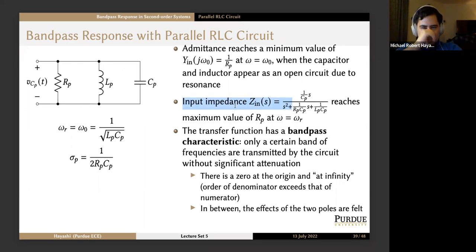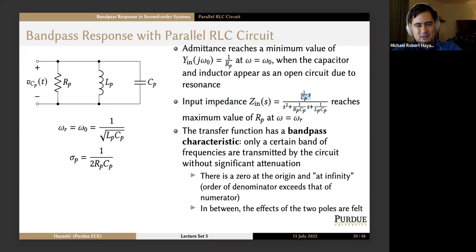So the input impedance is just the reciprocal of the input admittance. You work it out mathematically and you get something that looks like this. You get S squared plus 1 over R_P C_P times S, and then plus 1 over L_P C_P as the constant term, and then a 1 over C_P S. So this bottom should be very familiar looking. It leads to the characteristic equation we're all used to because it's the natural response of an RLC circuit.